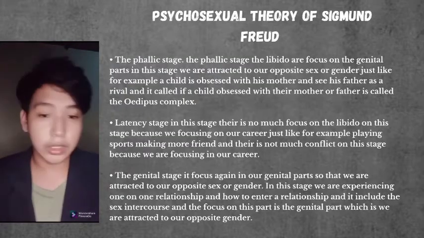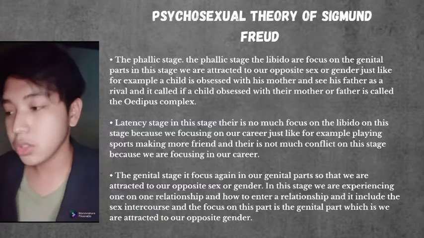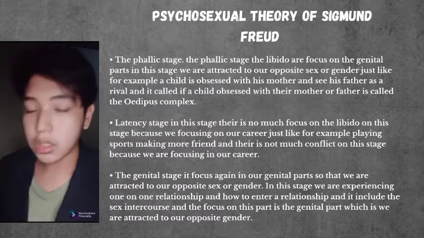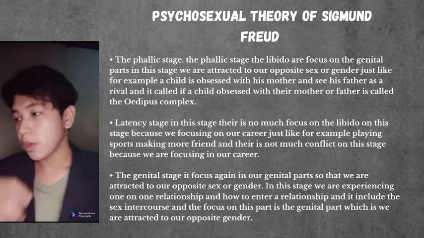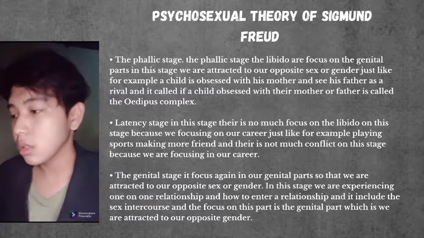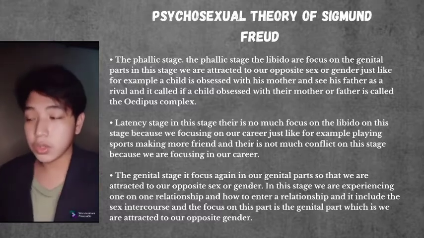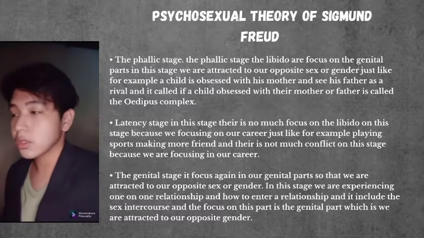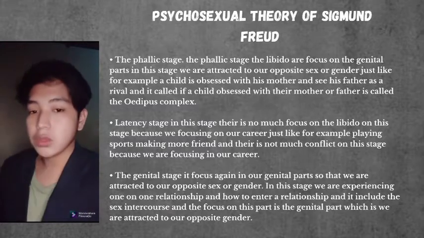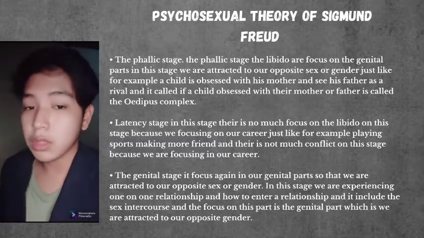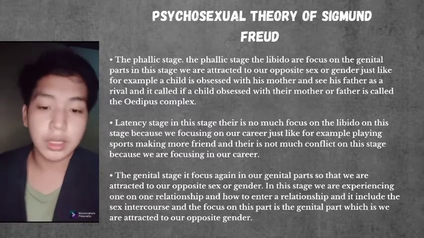And moving on to the next stage, I will discuss the phallic stage. In the phallic stage the libido is focused on the genital parts, which is we are attracted to our opposite sex. For example, a child obsessed with her mother and seeing his father as his rival. If a child is obsessed with a mother or a father, it is called the Oedipus complex. So we are moving on to the next.